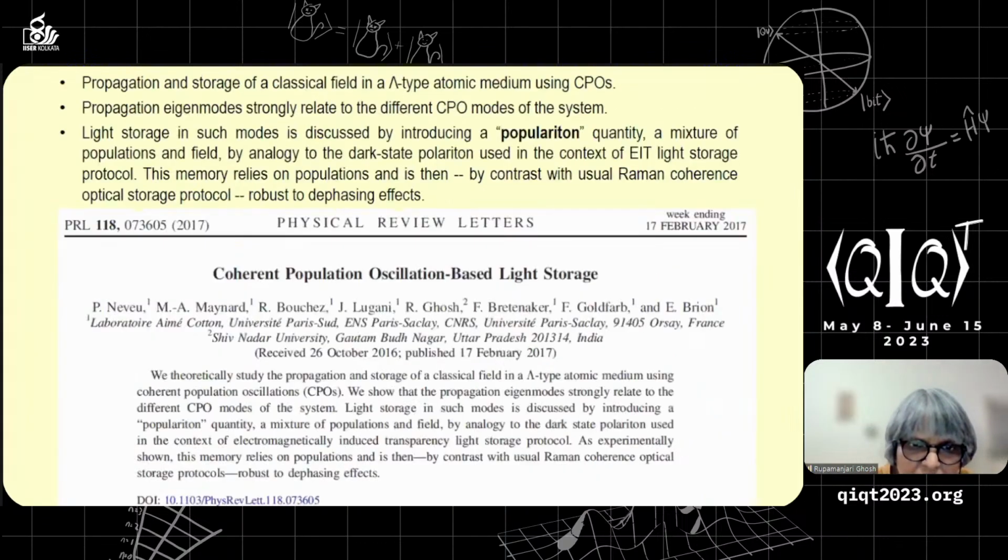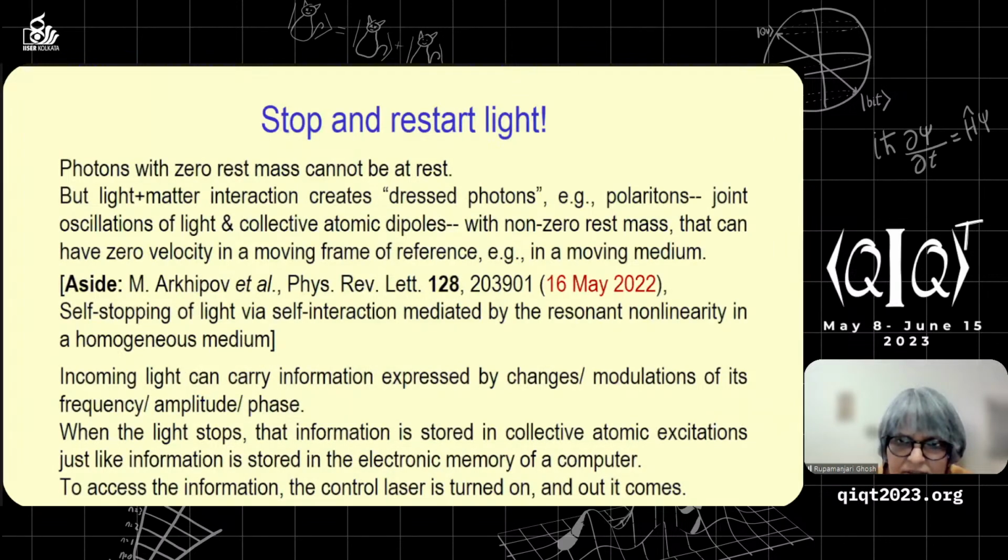So let me move from here. There is a PRL in 2017. We talked about light storage, again a memory, using CPO, the coherent population oscillation I was talking about. And so we tried to give it a model by calling it a populariton quantity. It's a mixture of populations and fields, like you have dark state polariton or EIT used by Lukin and company. So anyway, these are models that one can take a look at.